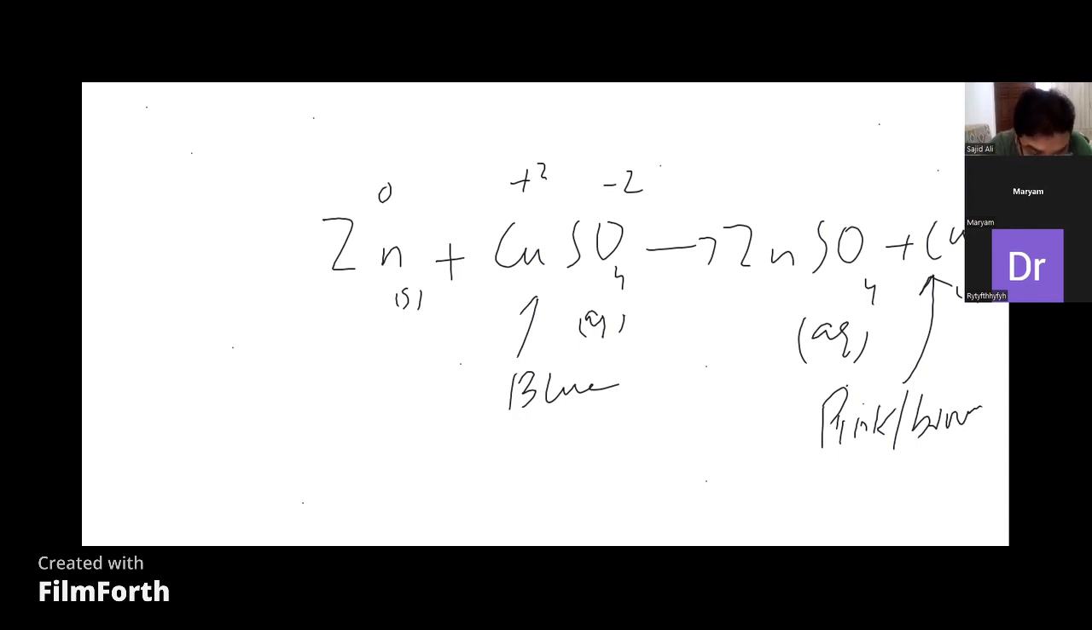Okay, so look at this, beta. Zinc has zero oxidation state here. It has zero charge, whereas in copper 2 sulfate, copper has plus 2 charge. Sulfate has overall minus 2 charge. After this reaction, zinc has gained plus 2 charge, sulfate has minus 2, and copper has zero oxidation state or zero charge. So why, Mariam, does copper have zero charge on the right side of the equation?